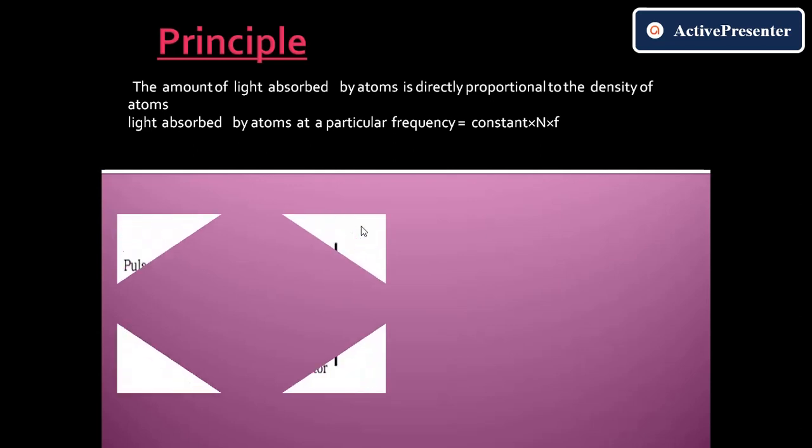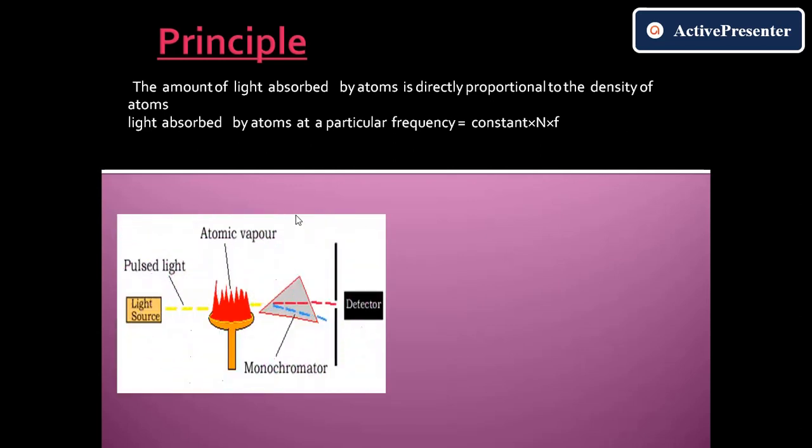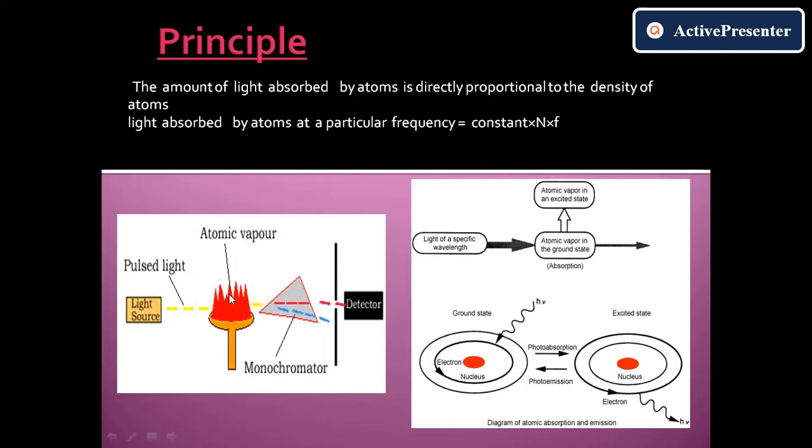Next, when light is passed through the flame, the flame contains atoms which are in the ground state and in gaseous form, and these absorb the radiation. The unabsorbed radiations are transmitted to the prism, and this prism converts these radiations into a spectrum, and this spectrum is detected by the detector. This is the outer mechanism, and the inner mechanism is in the second figure.